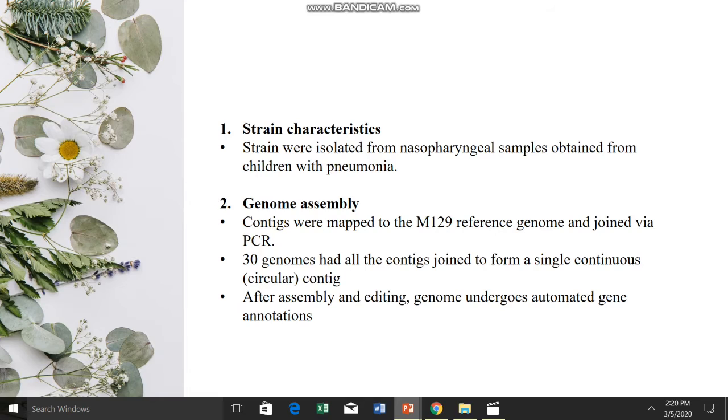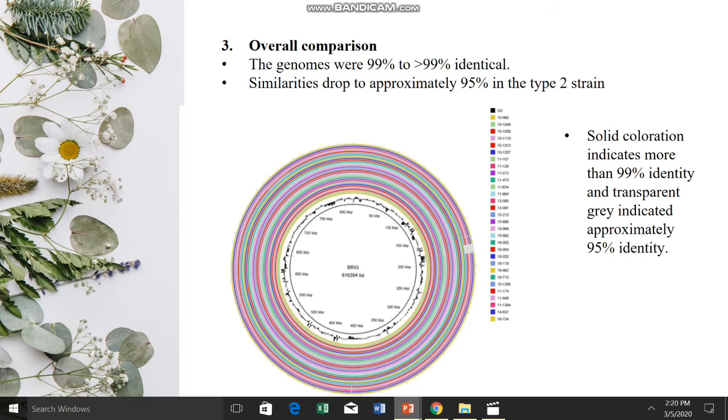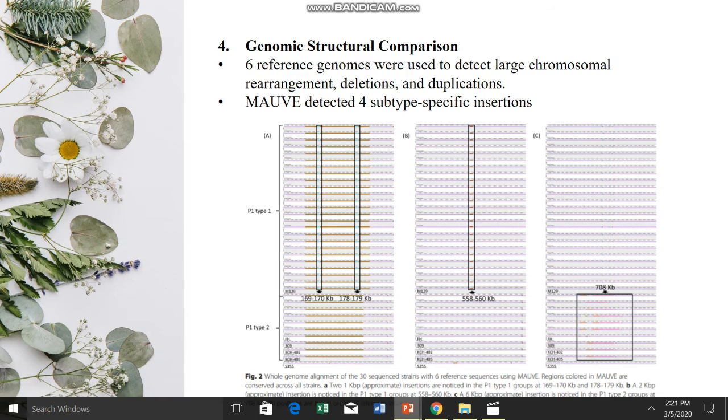So first, strain characteristics. The strains were isolated from nasopharyngeal samples obtained from children with pneumonia. And then genome assembly. After the assembly is done, the genome will undergo automated gene annotation. The next one is overall comparison. Based on the picture, solid coloration indicates more than 99% identity, and transparent gray indicates approximately 95% identity. So the genomes were more than 99% identical, and similarity drops to approximately 95% in the gray area. And then for genomic structure comparison, MAUVE detected 4 subtype-specific insertions, and the insertions can be seen in the picture.